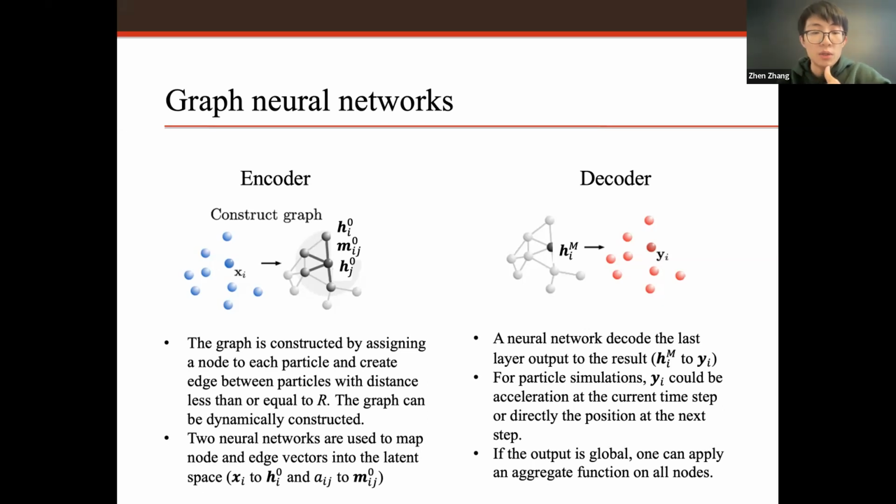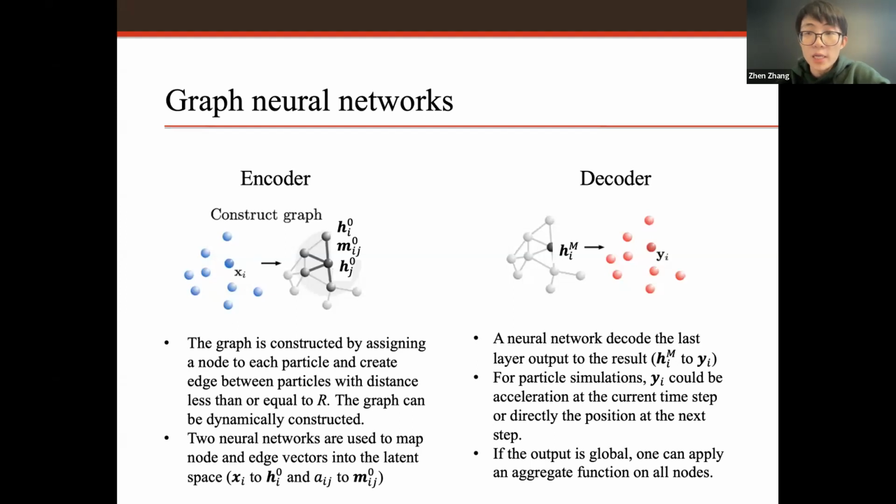And two neural networks are used to map the node and edge features to the latent space. Basically, you want to map the position and the velocity x and v to a latent vector h_i^0. The meaning of this encoder is that you want to write in good coordinates so that you can infer better. So that's why you need this encoder here. And at the last layer, you have a decoder, in the sense that you need a neural network to decode the last layer output to the final result.